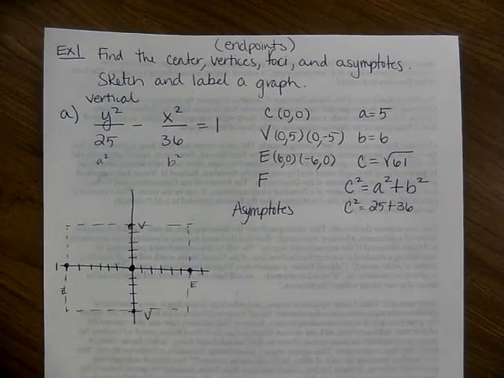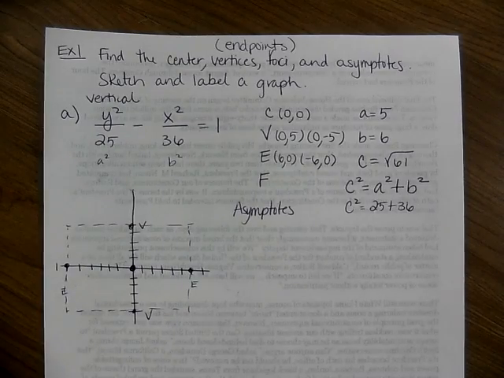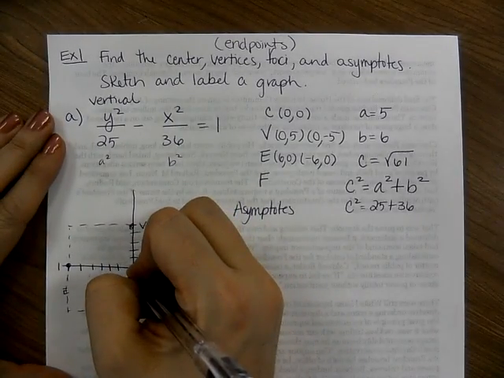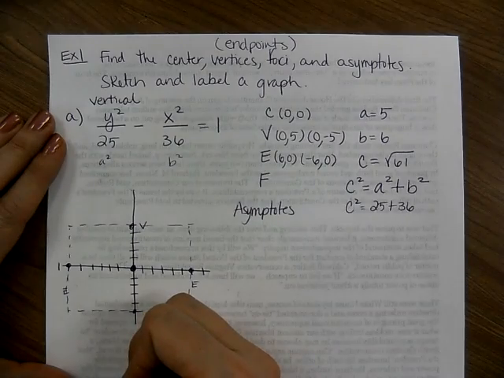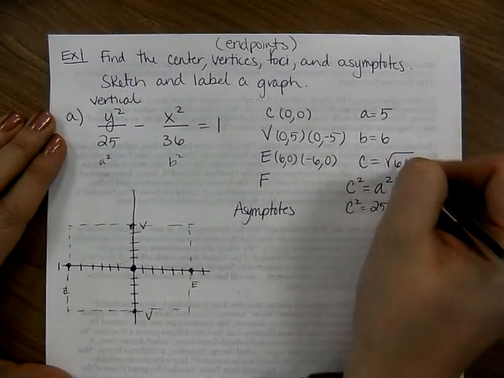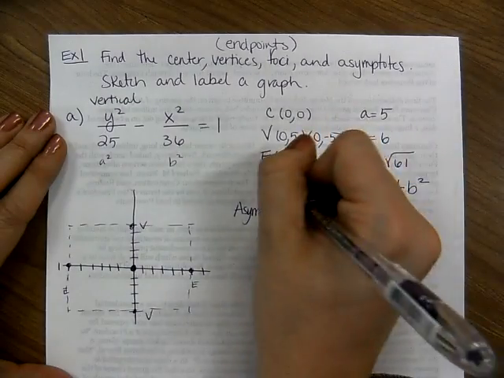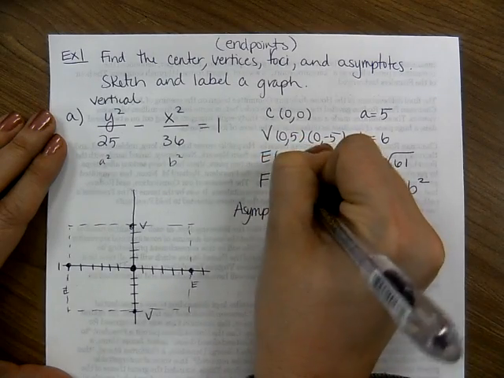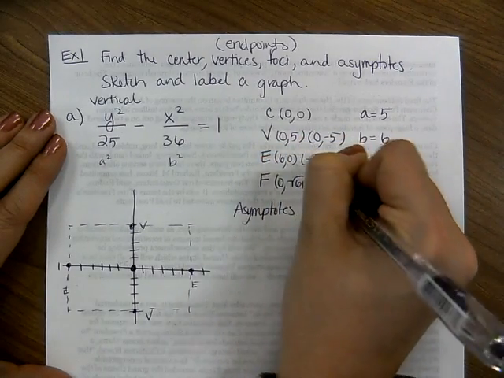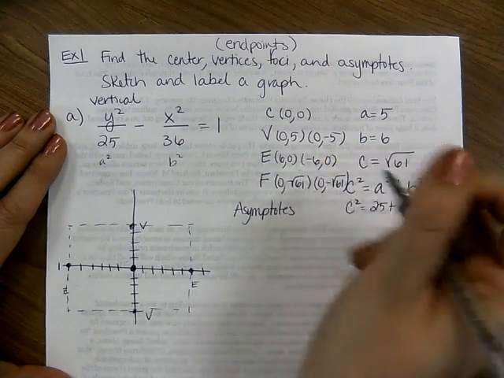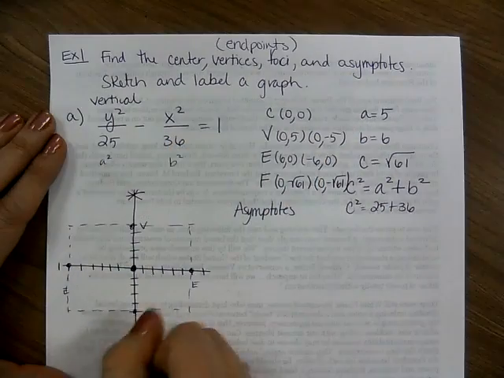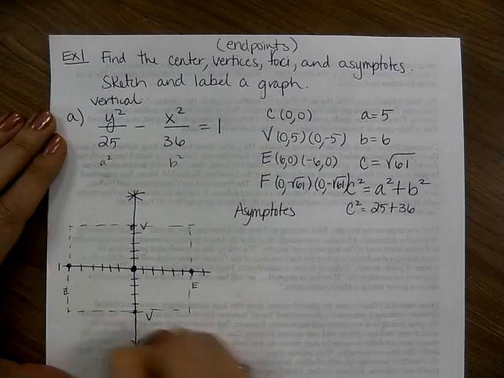Where are the foci? How do I find those? So I'm going to count from the center, up and down a distance of c. So I'm just going to add the square root of 61 to 0. So I have 0, root 61, and 0, negative root 61. Now we could put that in the calculator and figure out where it was, or we could just guesstimate.